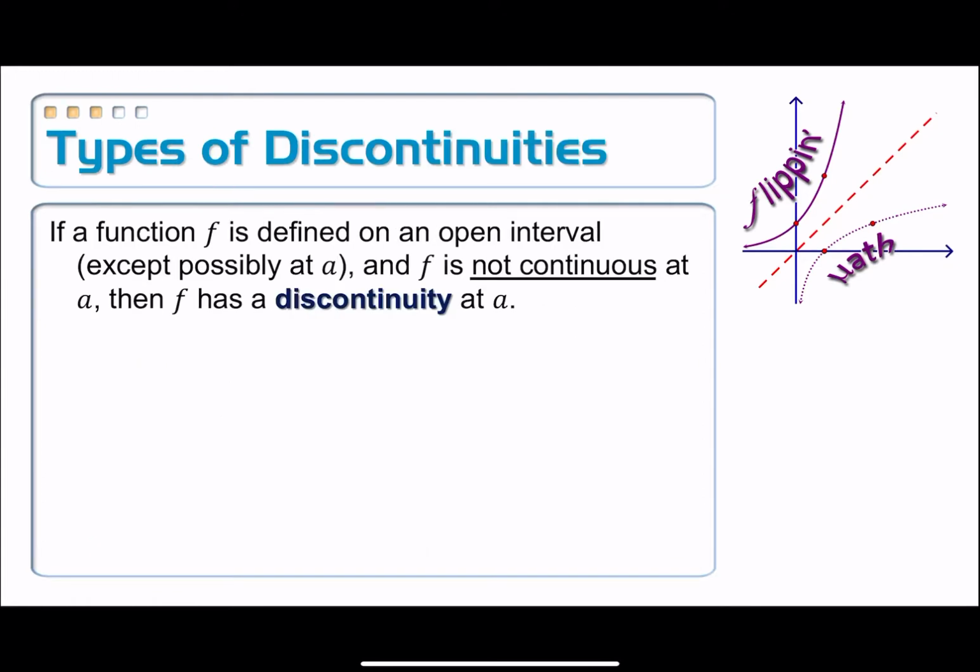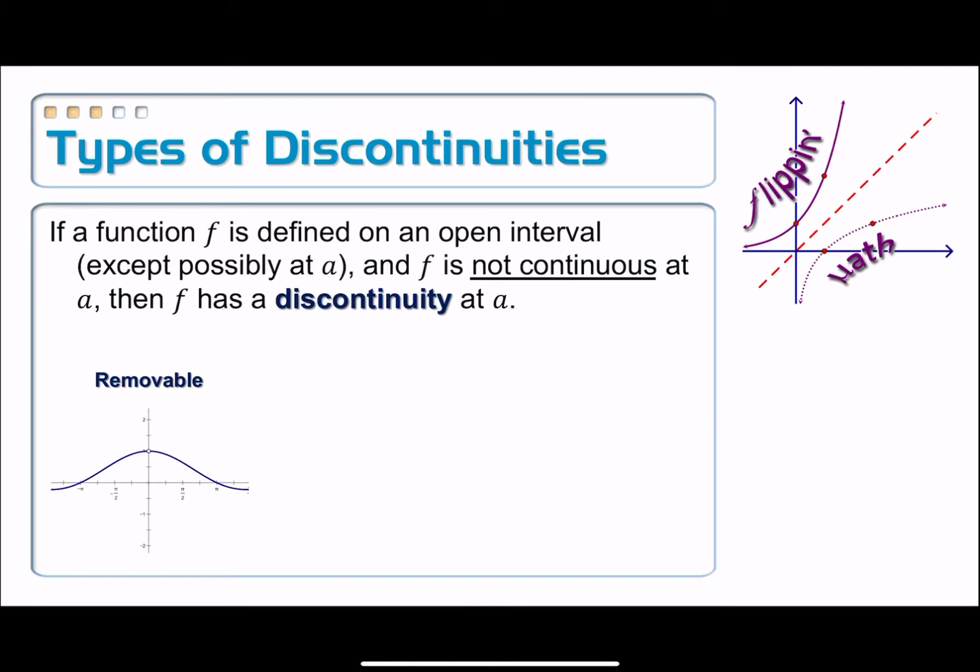If a function f is defined on an open interval, except possibly at a, remember open intervals like from negative infinity to positive infinity, from negative 1 to positive 1 with parentheses around it, and f is not continuous at x equals a, then f has a discontinuity at a. And here are the types. So here's the first one. It's removable. It's a pointed discontinuity.